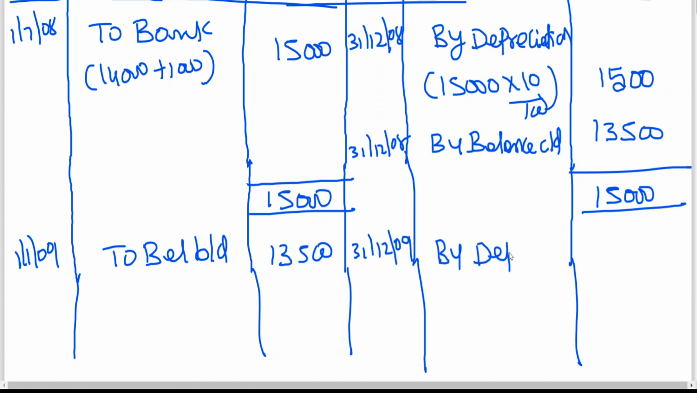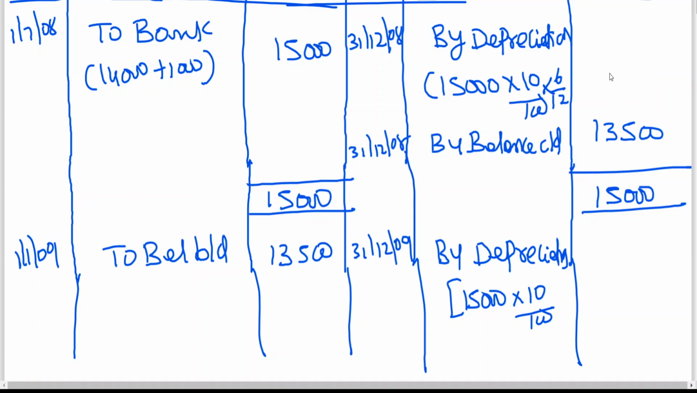We are following which method? Straight line, no? Straight line depreciation is calculated on cost. What is the cost price of the asset? 15,000, 10%. Sorry, here 15,000 into 6 months, that is 750, because you have purchased on 1st July. Be careful about the calculation. You have to see the date of purchase, 1st July, and you are closing books on 31st December. So for 6 months you have to calculate. The balance is 14,250.